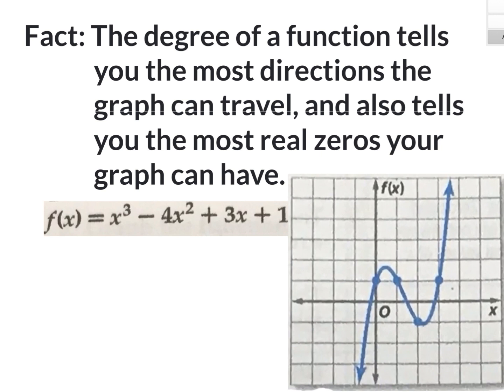But it doesn't have to be 3 all the time. Again, this could have been shifted up and it only crosses once, right? The degree tells you the most directions your graph can travel. So it's going up from left to right, and then down, and then up. That's 1, 2, 3. So yeah, the degree 3 tells you that at most it could travel up, down, up, 3 different directions. Make sense? Okay.